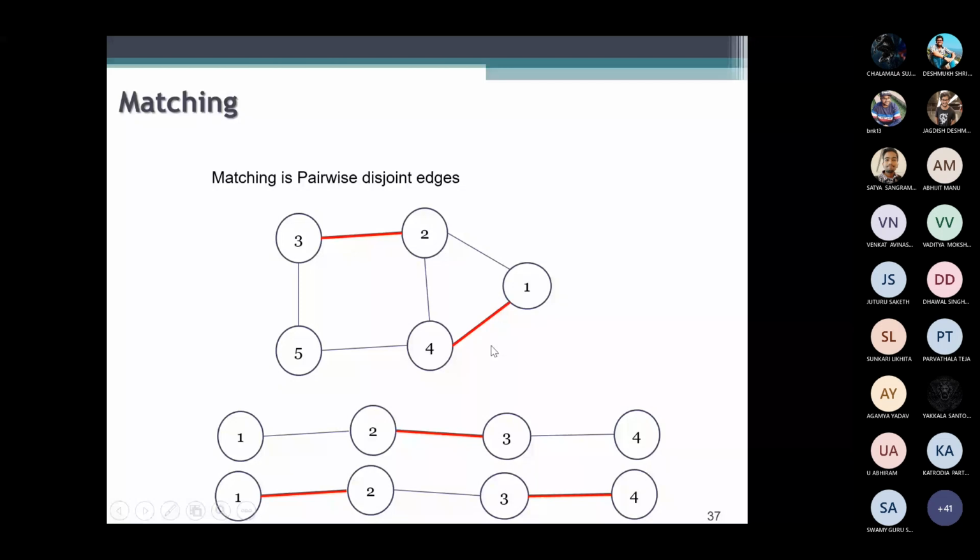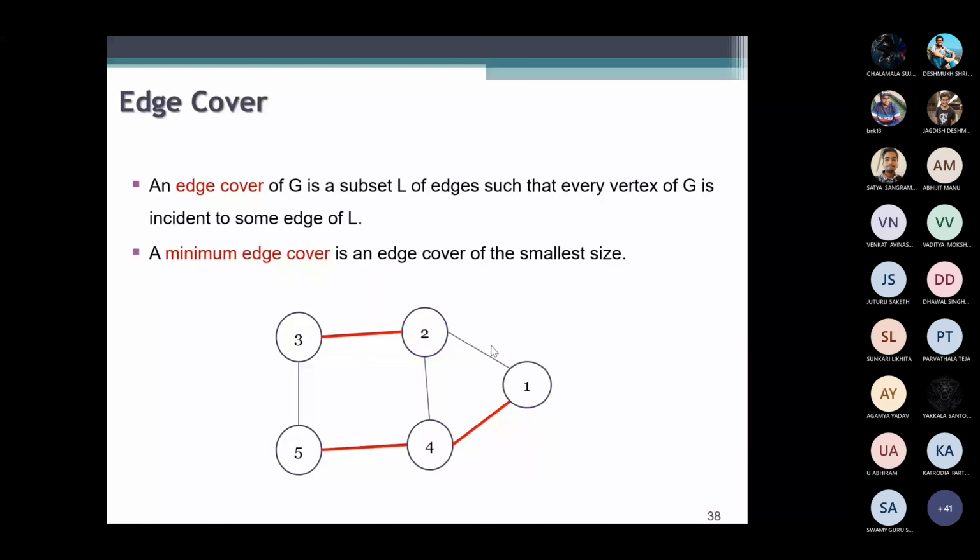Edge cover. It is again a subset of edges such that every vertex of G is incident to some edge of L. So edge cover is a subset L of edges in the graph such that every vertex is incident to some edge in L. For example, here 3 2, 5 4, 4 1, this constitutes the edge cover because all of the vertices are incident to some of these edges. Now our objective is to find the minimum edge cover.